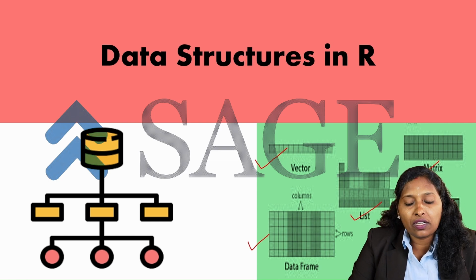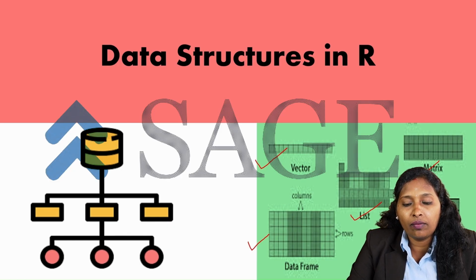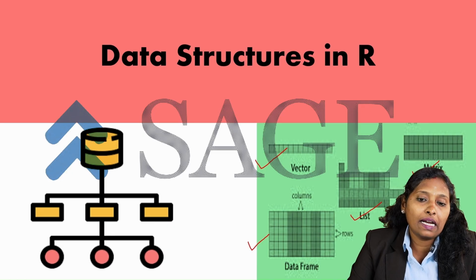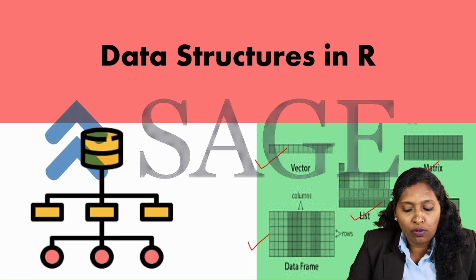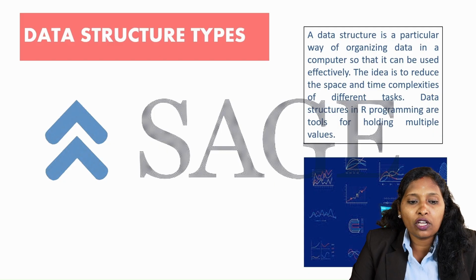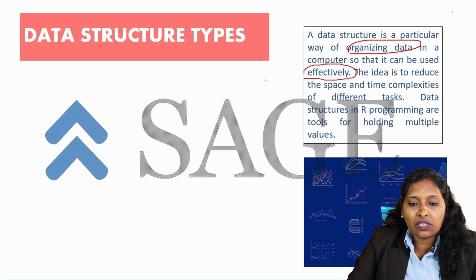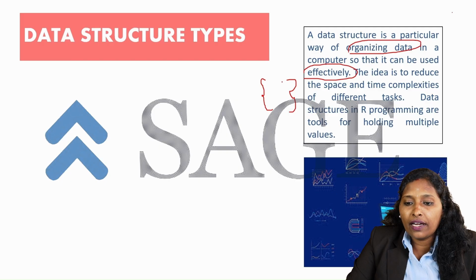In the earlier session, you would have got to know what is data, what is a data type, and what is the difference between data type and data structures. So let us explore further. A data structure is a particular way of organizing data in a computer so that it can be used effectively. So it is a structured and systematic way of arranging our data in a computer so that the data can be used and reused effectively at any point of time. The idea is to reduce the space and time complexity when you happen to work with different tasks.